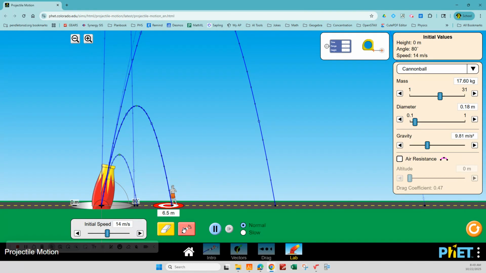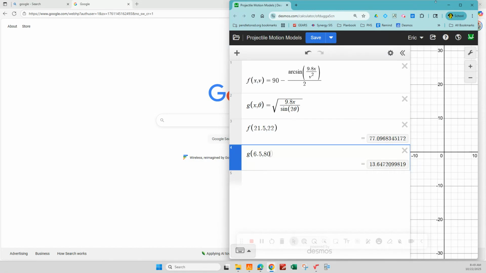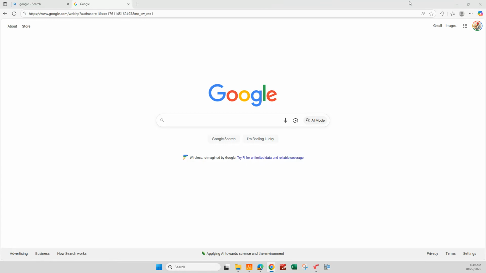Hey, what do you know? Okay, again. So math is amazing, right? Math makes accurate predictions for us. Okay, while we're playing with this, maybe we'll just do one more quick thing.